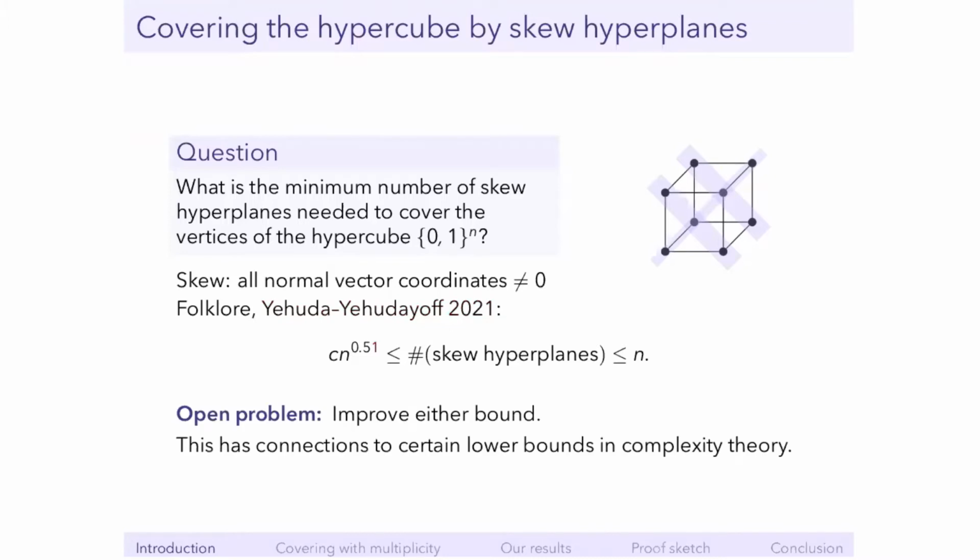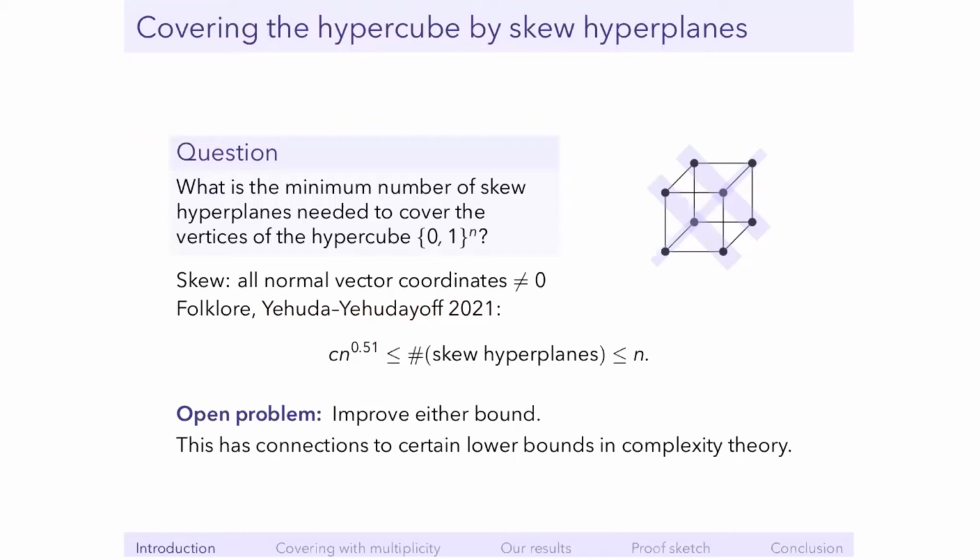And as far as I know, these are the best known bounds in either direction. And so I believe this is an open problem. I won't talk any more about this, but I think it's a very interesting problem to improve either of these bounds. And as I mentioned, I want to point out that these geometric questions are nice questions, but they also really have connections to other areas of math.